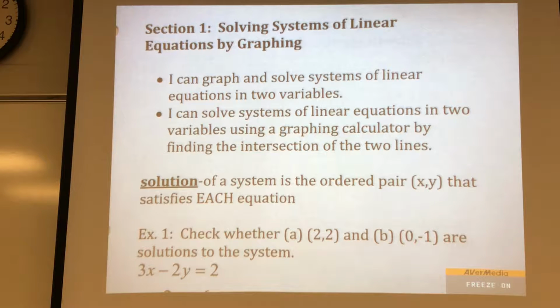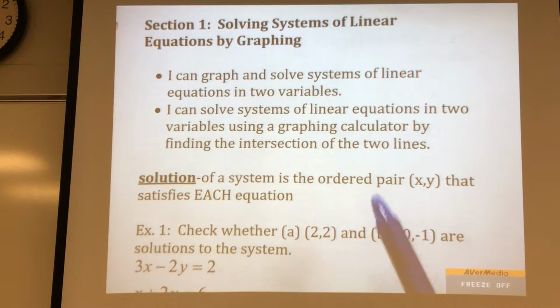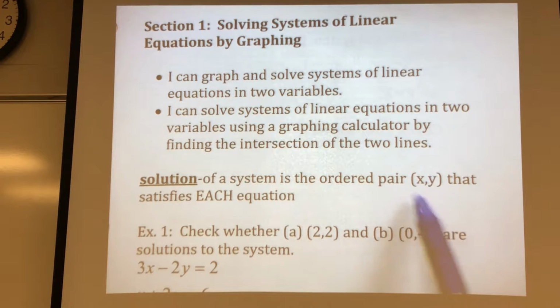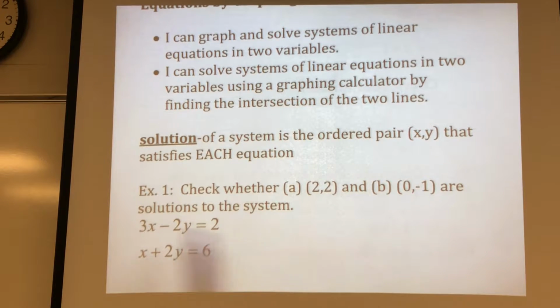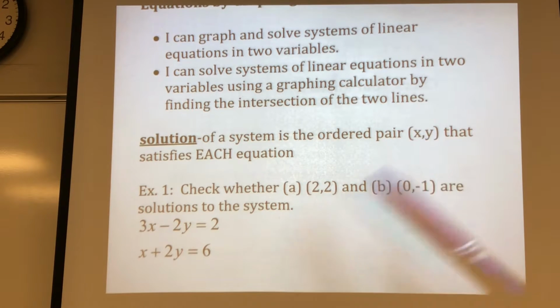So, first of all, just to remind ourselves, we are looking for solutions. And when we're looking for solutions of a system, that means that we are looking for an ordered pair. So we're looking for an x, y that satisfies each equation in the system. Typically when we start with systems, we do 2 equations, like on example 1 down here. But systems can have 3, 4, 5 different equations, and whatever the solution is, that has to satisfy all of the equations in the system.